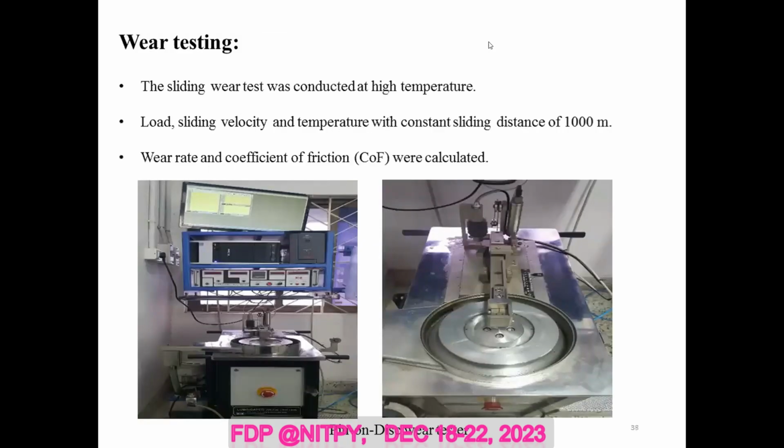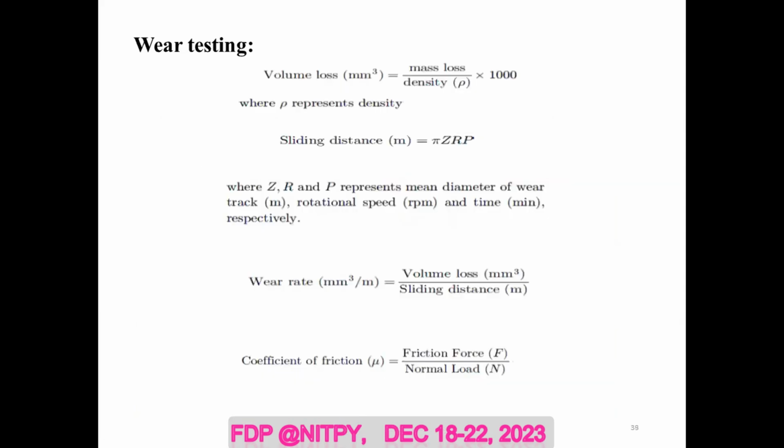So after that, we went for the wear testing. The sliding wear test was conducted at high temperature. The load, sliding velocity, and temperature were varied with a constant sliding distance; we can use 1,000 or 2,000 meters for the sliding distance. Finally, the wear rate and the coefficient of friction are calculated through these wear tests. So these are the wear testing machines which we have. Through the wear testing, the volume loss, the wear rate, and the COF were recorded on the computer, and we can process those data to get the results.